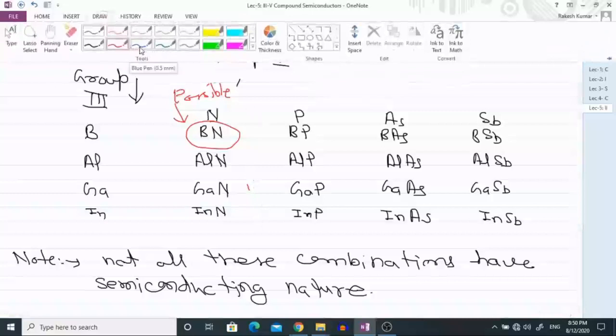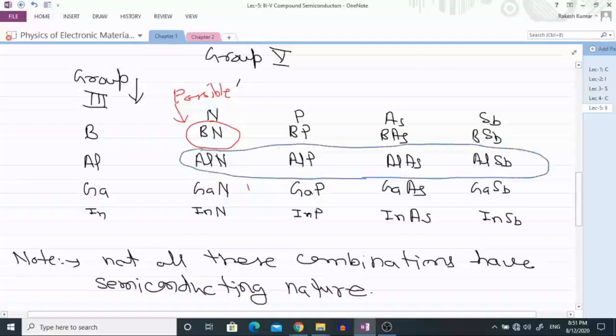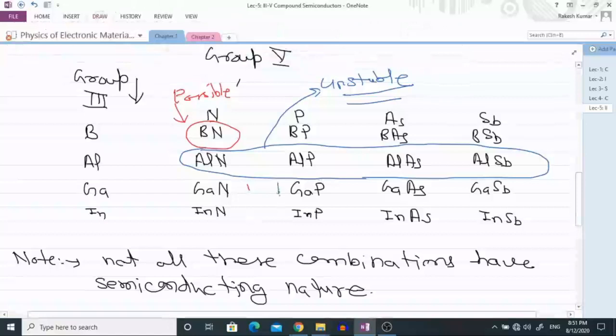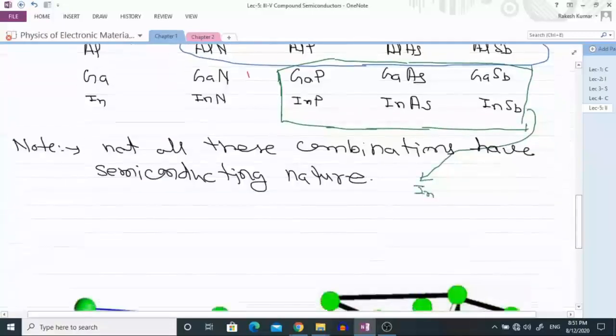And all the combinations of aluminium are very unstable. They can disintegrate with time, and these six elemental combinations are very important. For application point of view, so these six combinations are very important.